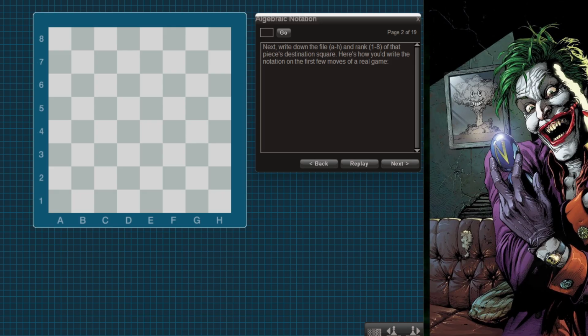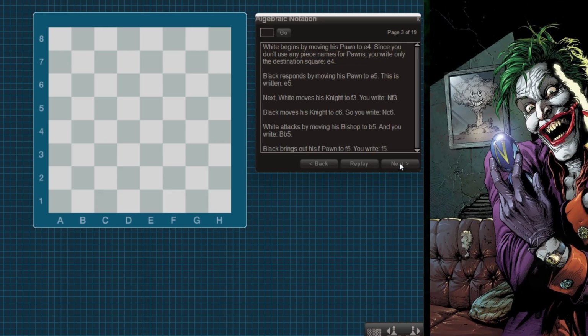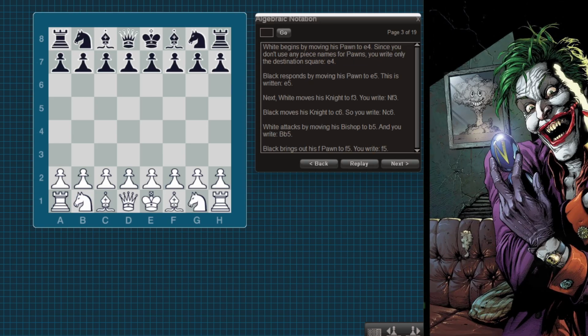Next, write down the file, A through H, and rank, 1 through 8, of that piece's destination square. Here's how you'd write the notation on the first few moves of a real game. White begins by moving his pawn to E4. Since you don't use any piece names for pawn, you write only the destination square, E4.